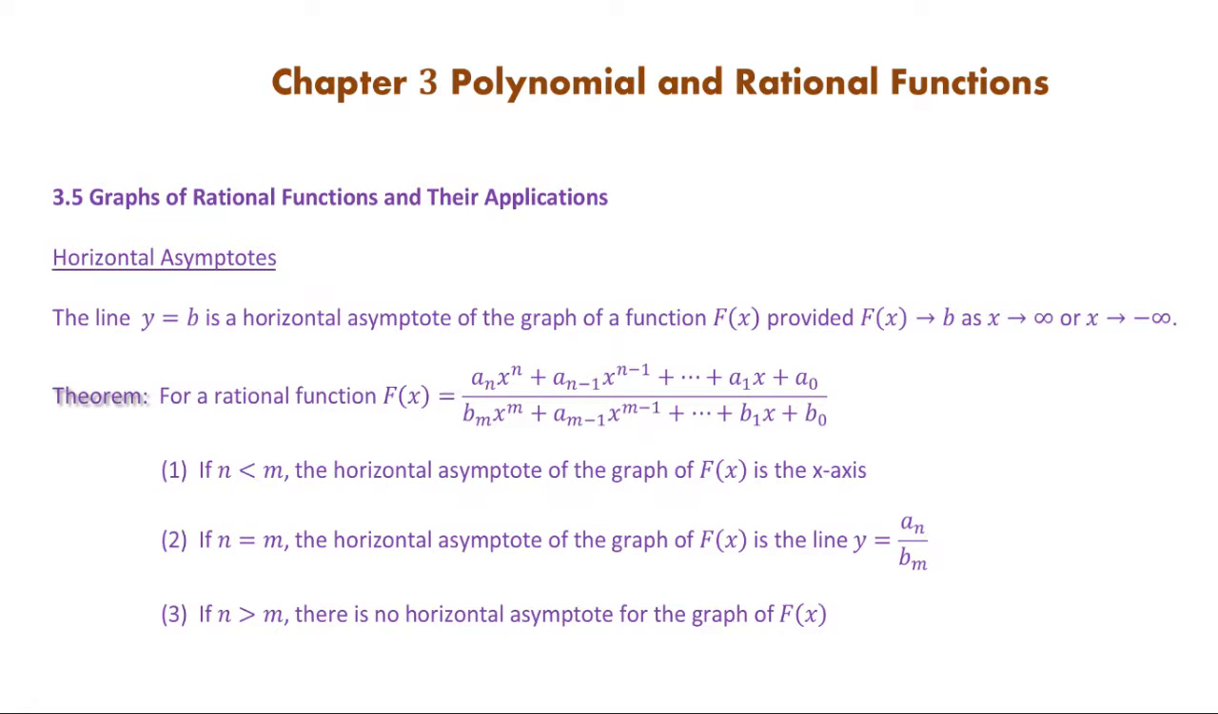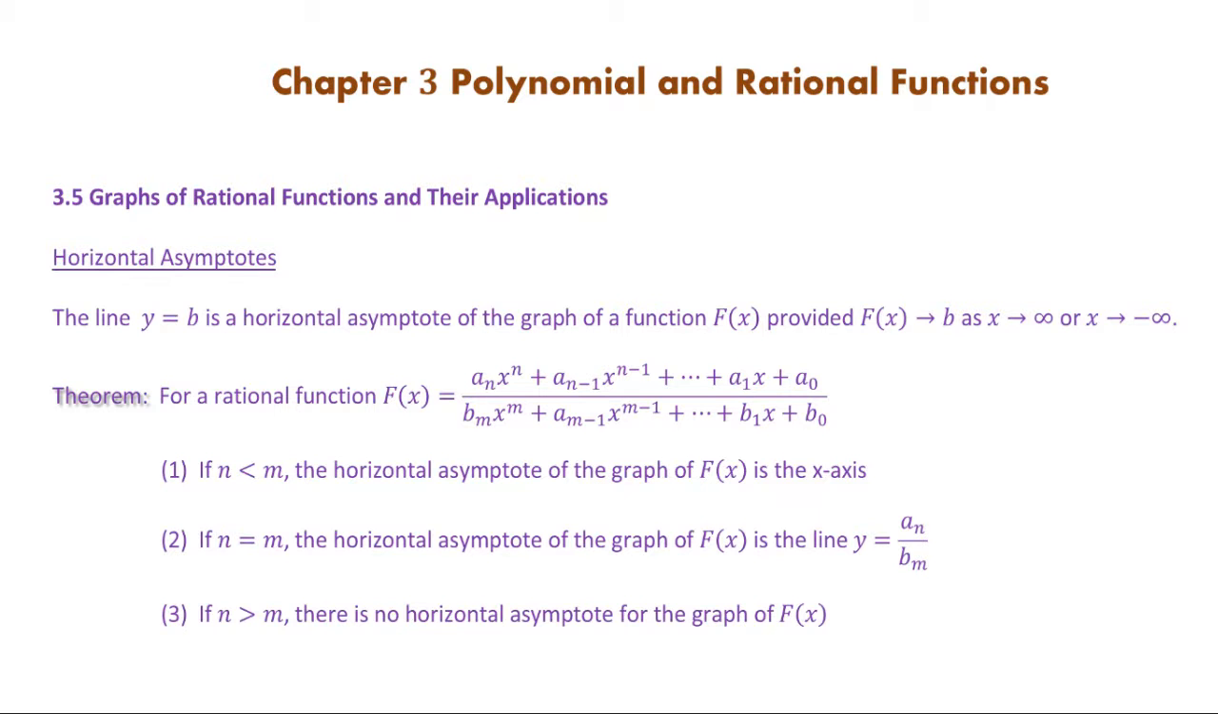Then the horizontal asymptote of the graph of f is the line y equal to a_n over b_m. You just divide the two leading coefficients in the two polynomials, y equal to a_n over b_m. So that's the second case.